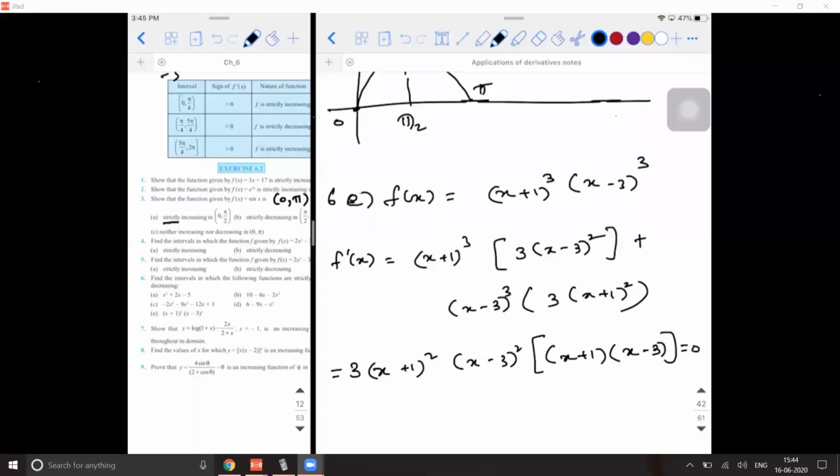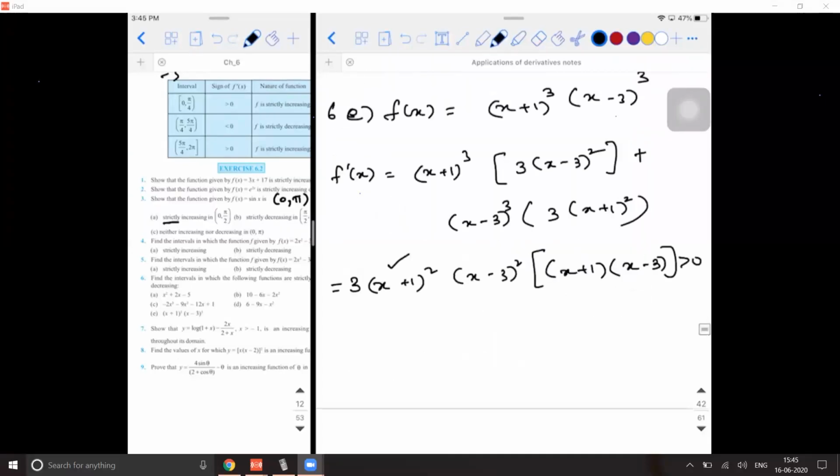So this should be greater than 0, right? And remember, (x plus 1) the whole square will always be positive. (x minus 3) the whole square will always be positive, right? But for what values will it be positive? (x plus 1) the whole square is always greater than 0 for all values of real number except... Sir, you left the addition sign in between x plus 1 and x minus 3. Yeah.